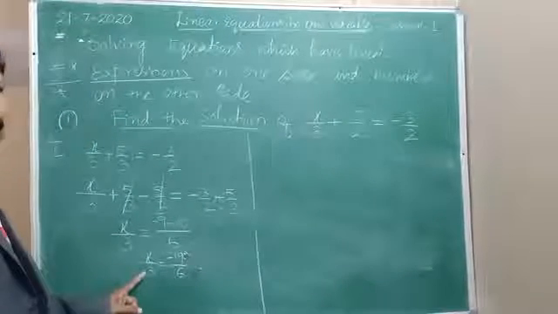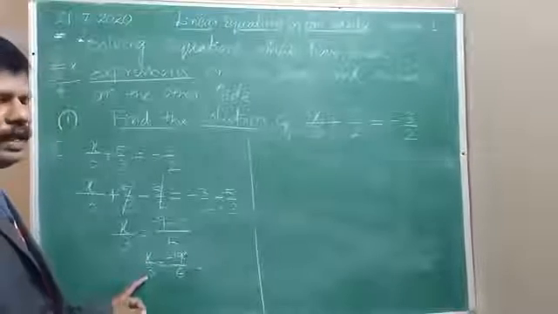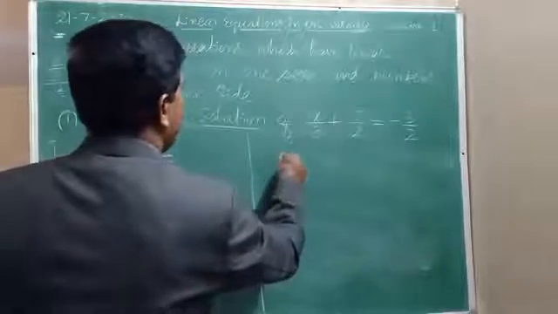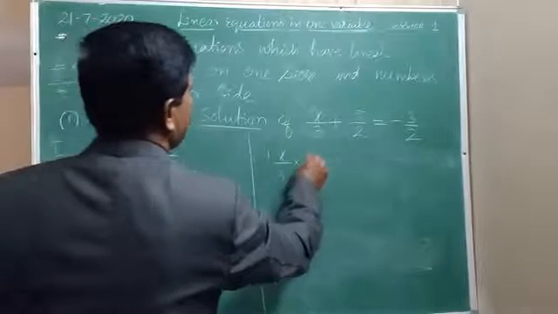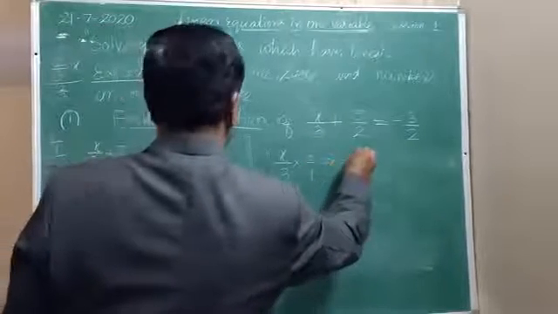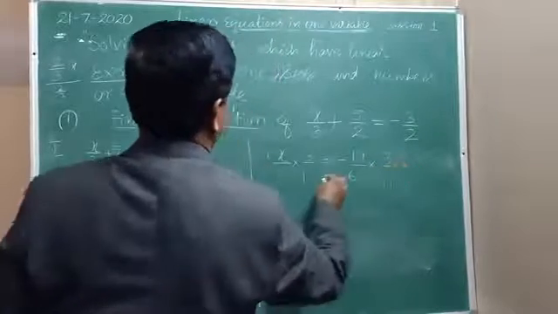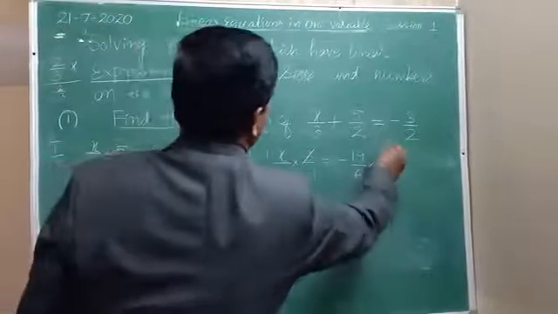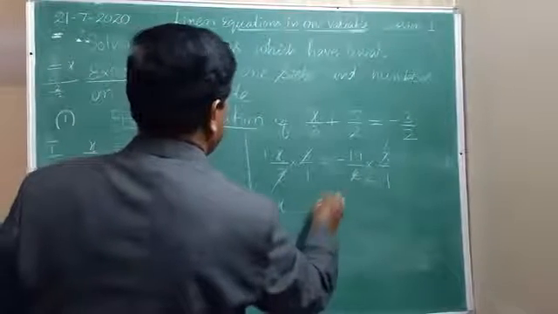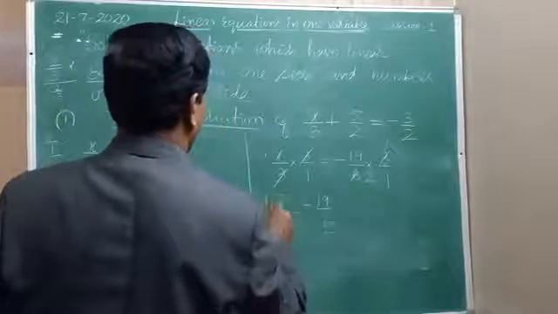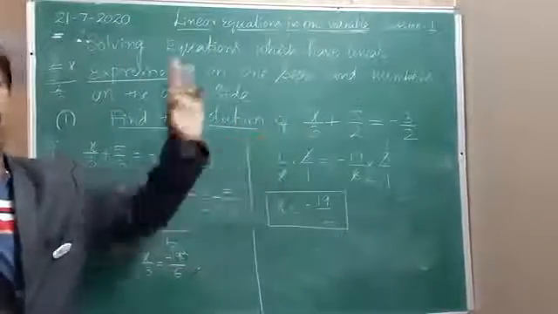Now we don't want the 3. To remove that, see, it is in the denominator. So what you can do is x by 3 into, here this is 1 by 3, its reciprocal is 3 by 1, equals minus 19 by 6 into 3 by 1. So the 3 gets cancelled. 3 1s are 3, 3 2s are 6. So x is equal to minus 19 by 2. This is the solution of this equation.